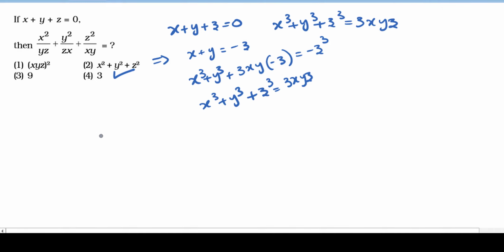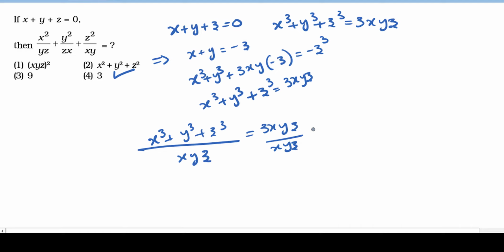So from here the expression they have given, if you know the LCM of yz, zx, xy, it is xyz. Please don't ask me how. Then we get x cube plus y cube plus z cube. This is equal to 3xyz by xyz. That's right, answer is 3.